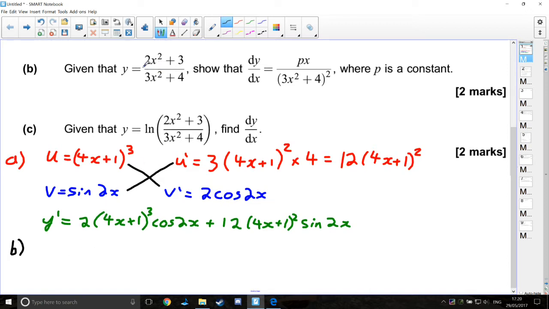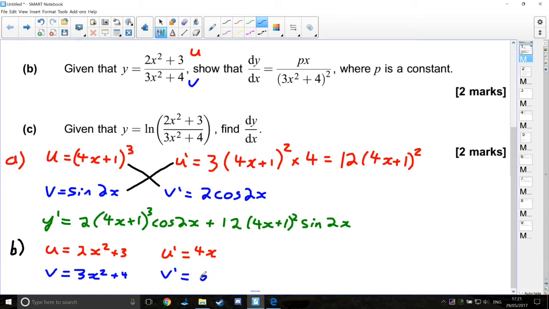So for this one, I'm going to call this top bit u and the bottom part v, and we can just work this out. u is 2x squared plus 3, which means u dash is 4x, and that's it, the 3 disappears. v is equal to 3x squared plus 4, so v dash is 6x, and we're done with that for our workings.